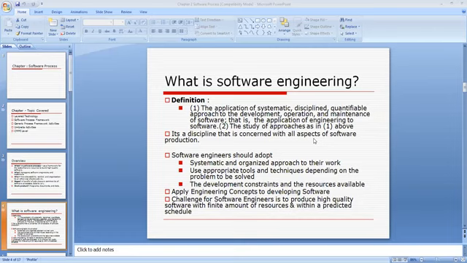So there are some challenges also for software engineers. That is to produce high quality software with a finite amount of resources within a predicted schedule. As I discussed earlier, it should be within a finite schedule. If quality is a concern, then it should be within a time limit, that is, within a predicted schedule.